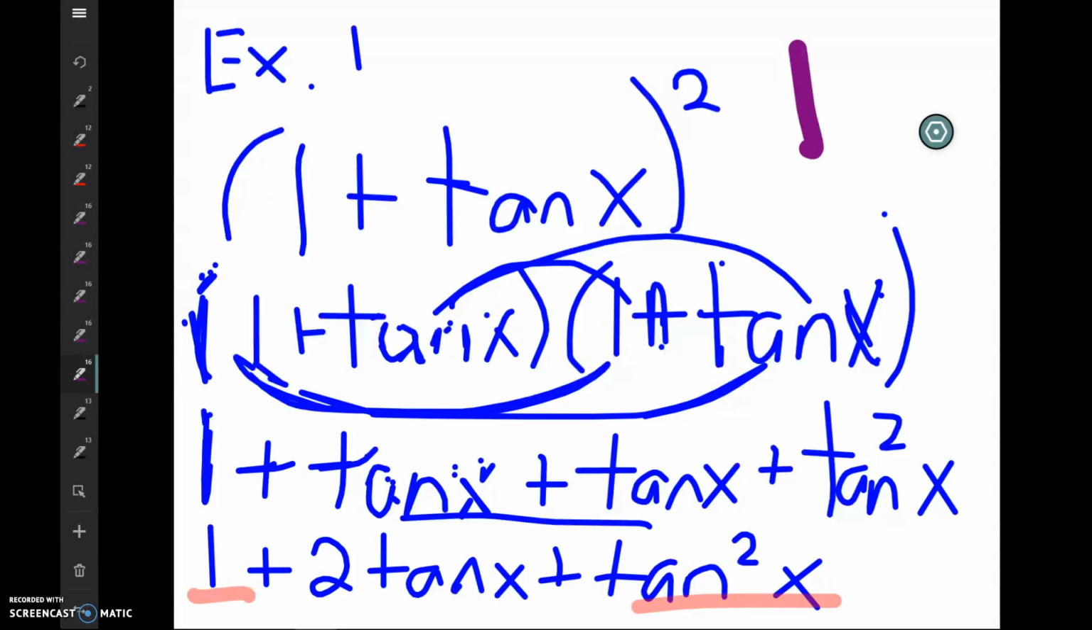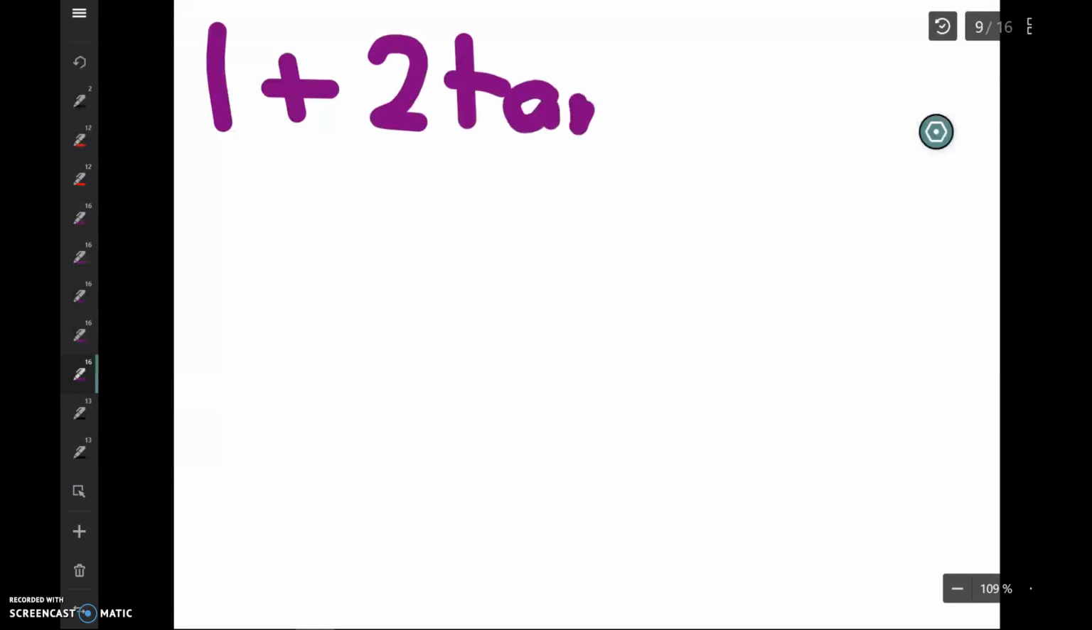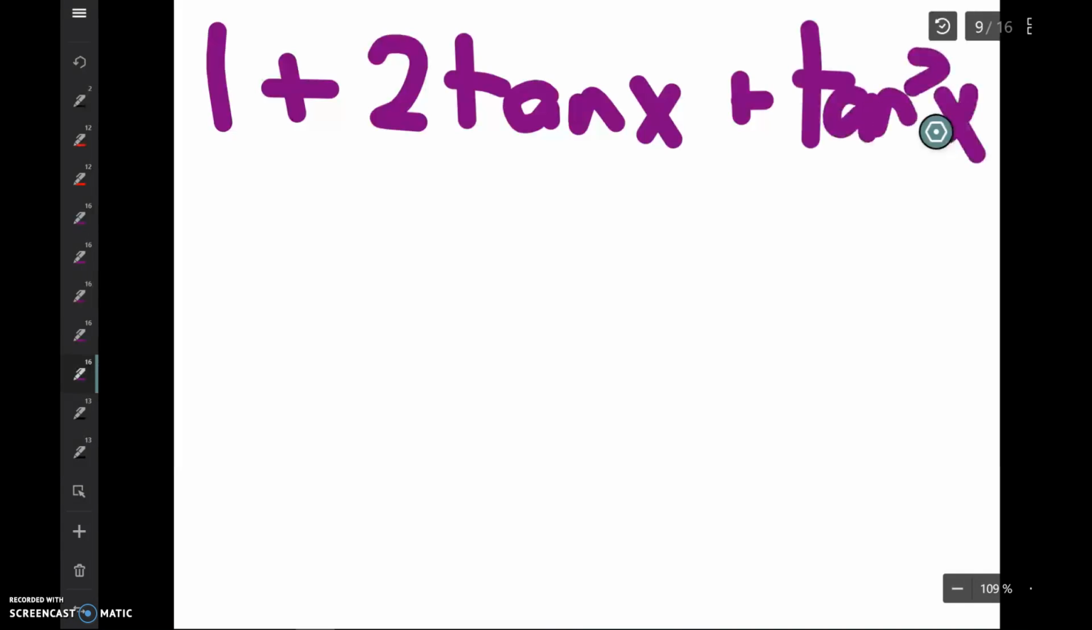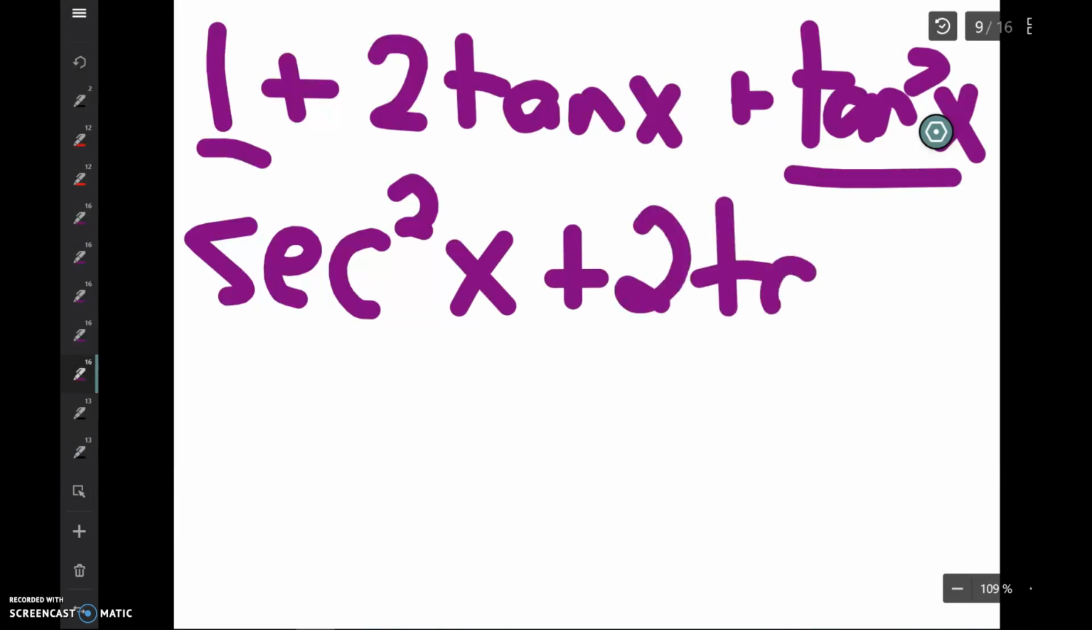So let me move to my next blank shot. So I had 1 plus 2 tan x plus tan squared. And that I want to replace with secant squared x. And then I still have my 2 tan x. So that's what they wanted you to do there, is just to multiply stuff out and then see if you can come up with an identity. Okay, let me move to another question.